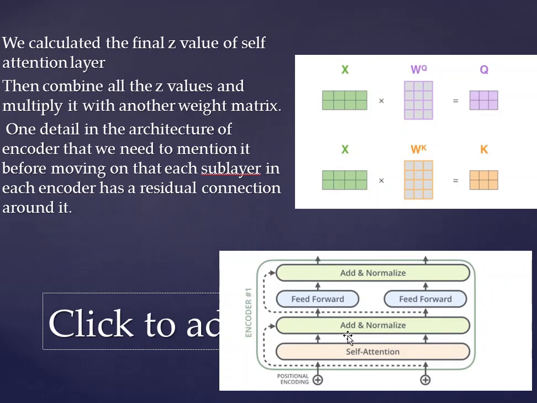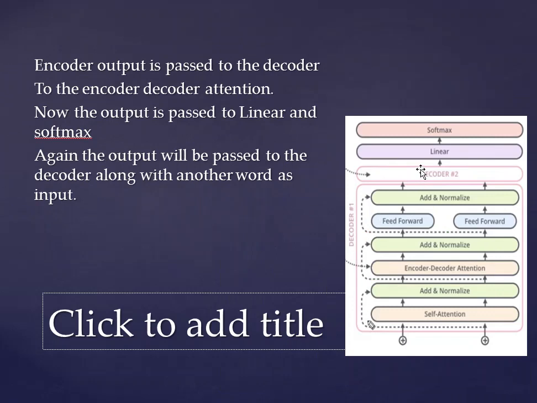This was a diagram of the encoder. The output of the encoder is fed into the decoder. So this is the decoder, and the output goes into the encoder-decoder attention part. Now the output of the decoder is passed into the linear layer, and then into softmax, and again the output will be passed to the decoder along with another word as input. So this is a short explanation of what a transformer is.